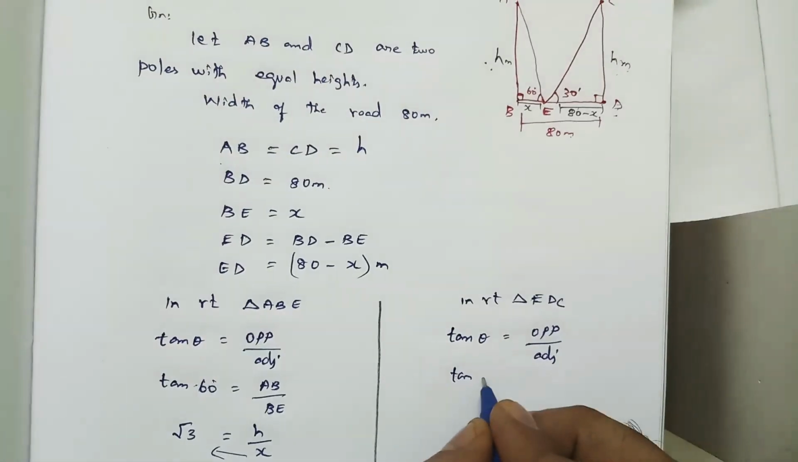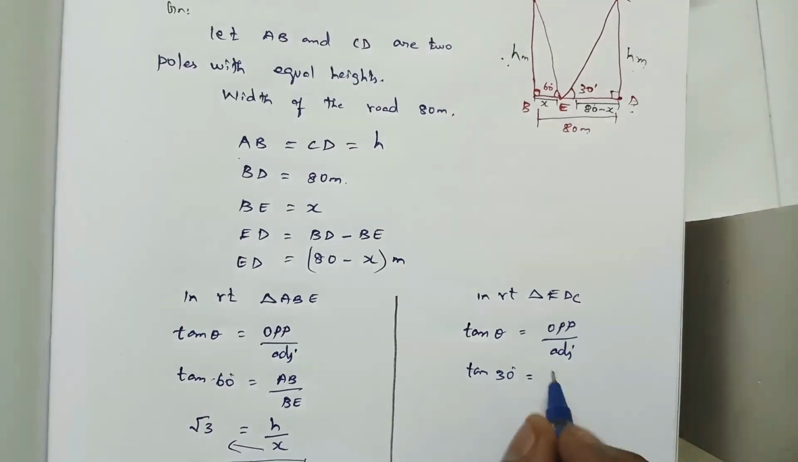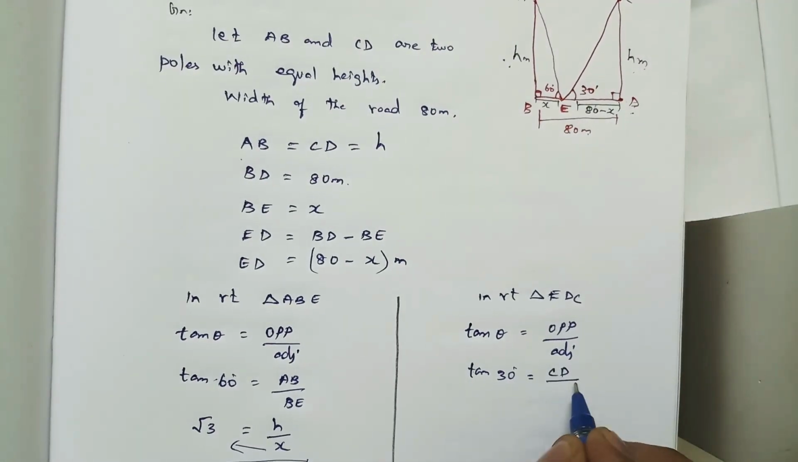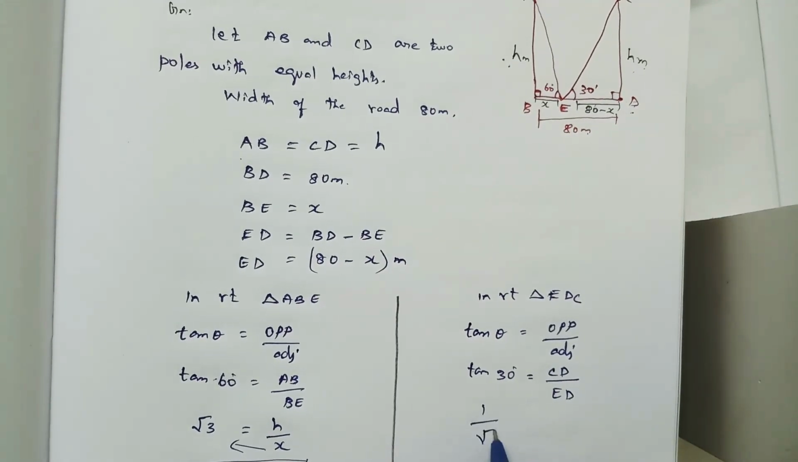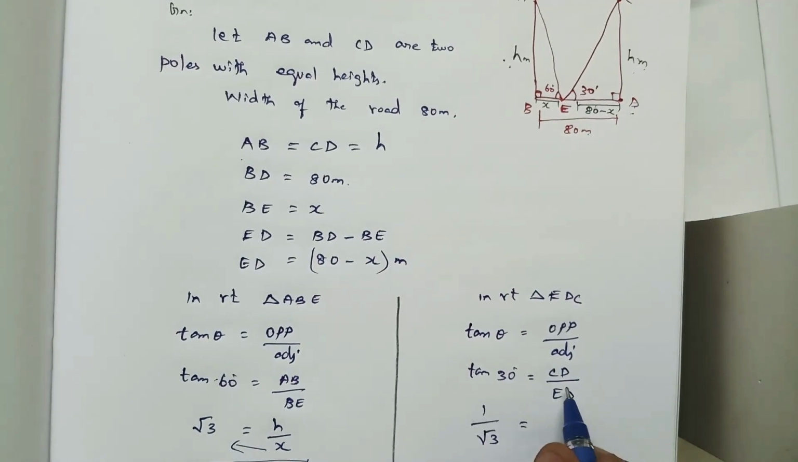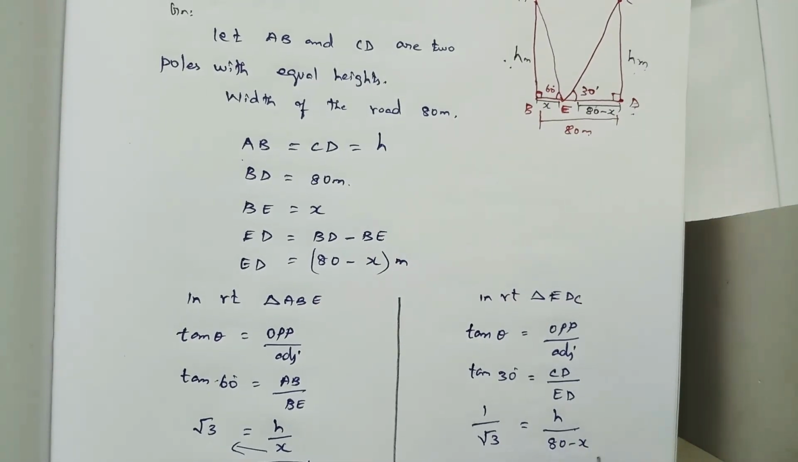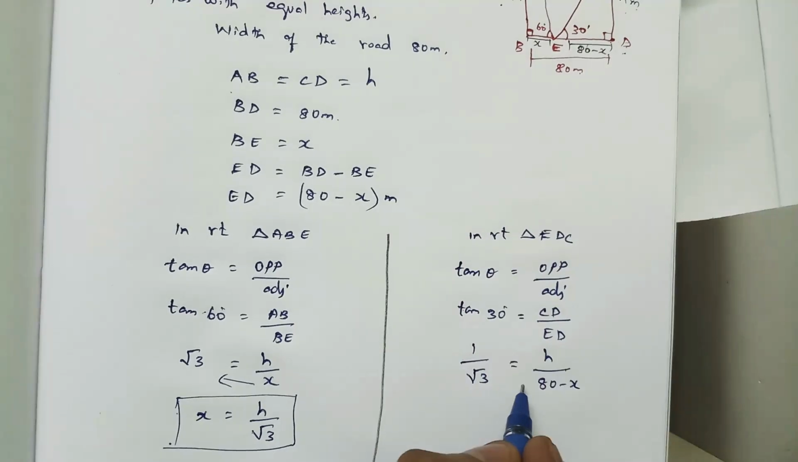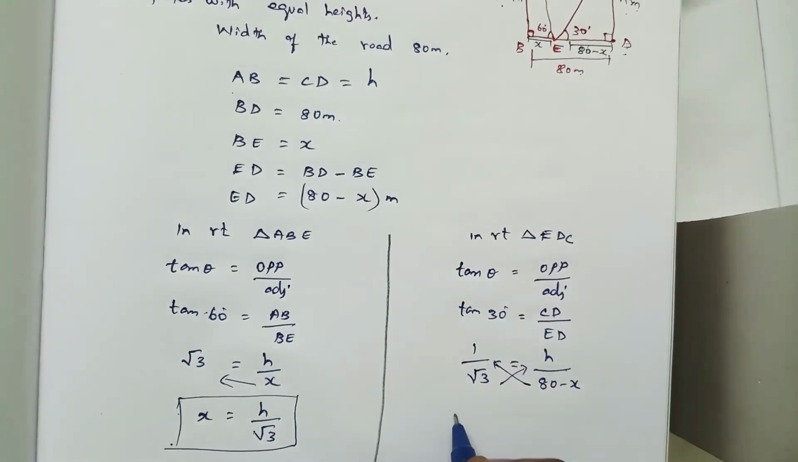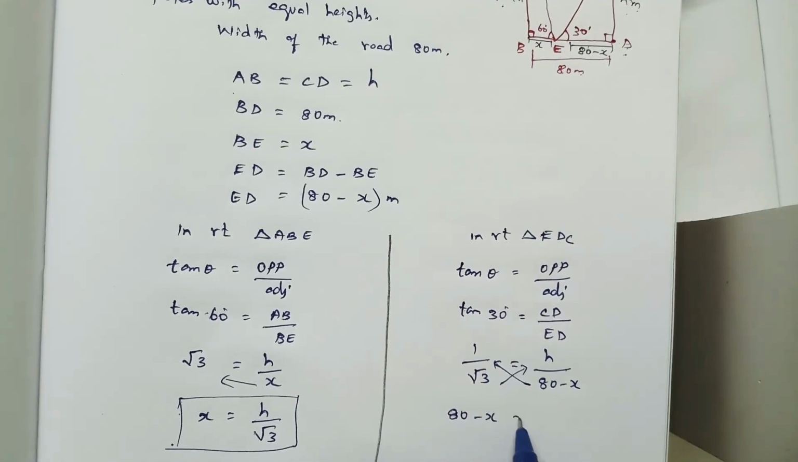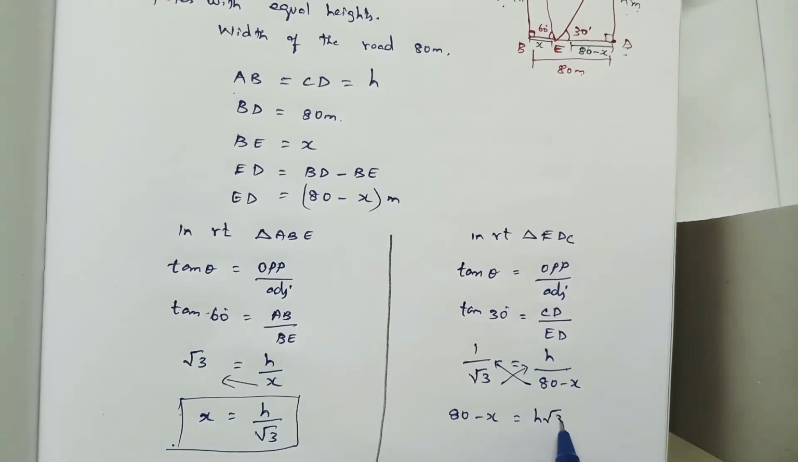So tan 30 degree is equal to the opposite side CD divided by ED, right? Tan 30 degree is nothing but 1 by root 3, which is equal to CD, that is H, divided by 80 minus X, right? Just bring this 80 minus X to the LHS and root 3 to the RHS. Then 80 minus X is equal to H root 3, right?